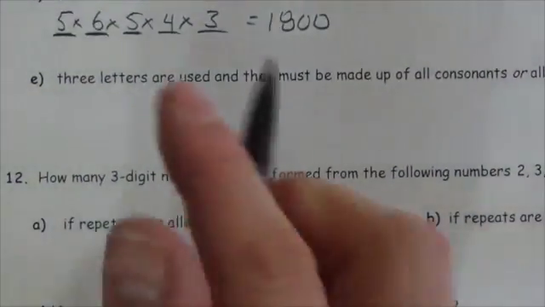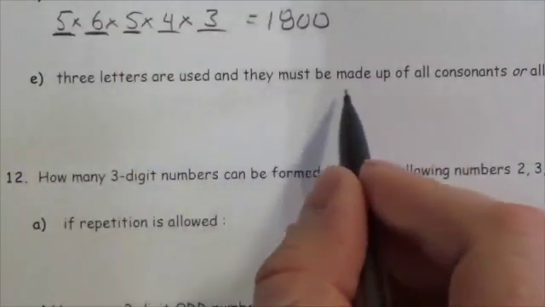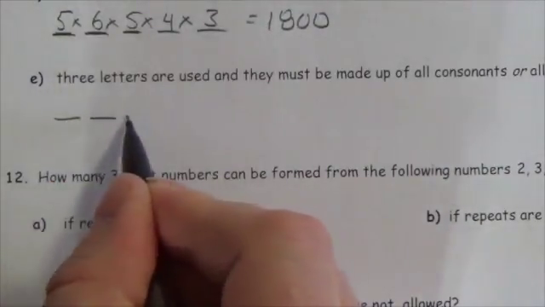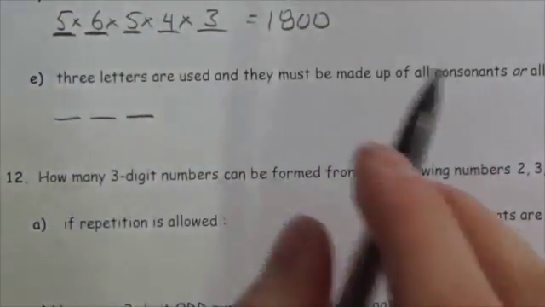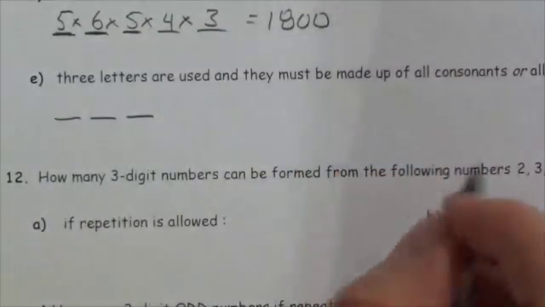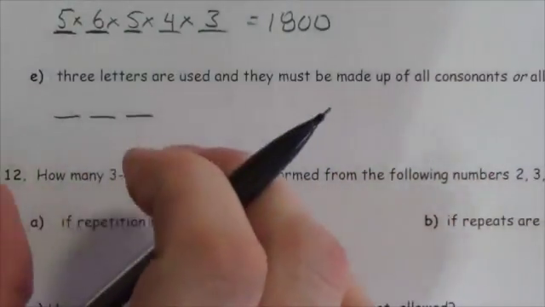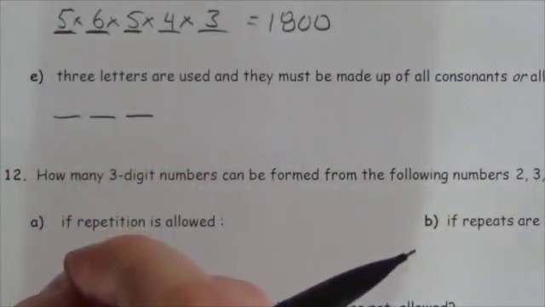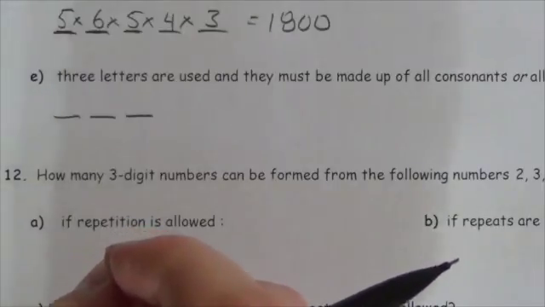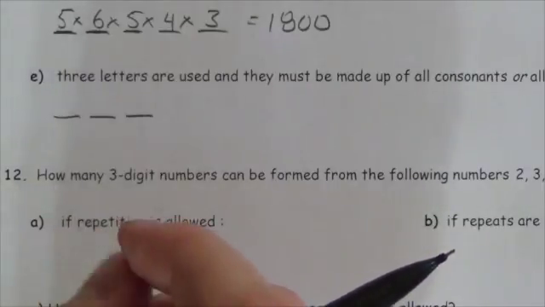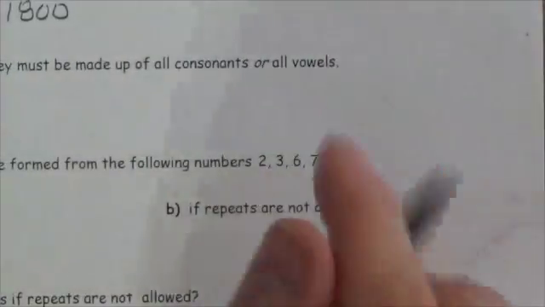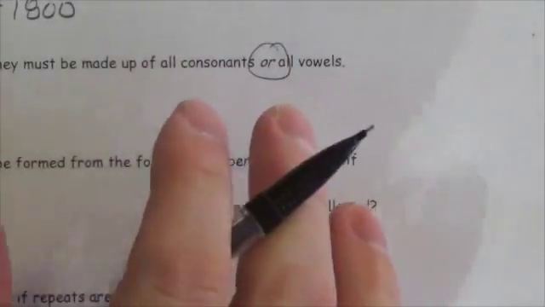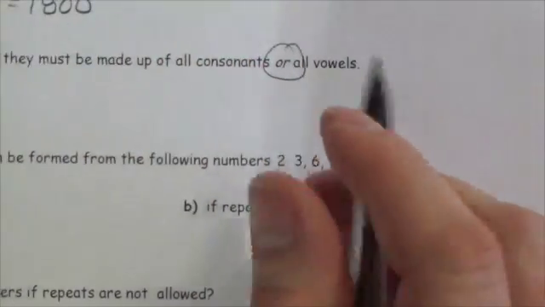This next one, what about 3 letters are used and they must be made of all consonants or all vowels? So 3 letters are used, but they got to be all consonants or all vowels. Now, let's just think about that. There's no way you can do those together in the same word. You can't have a word that's at the same time simultaneously all consonants and all vowels. So these are 2 very separate events that we're identifying here. That word or, okay, is important. Like we were talking about before with the word and, or implies something here.